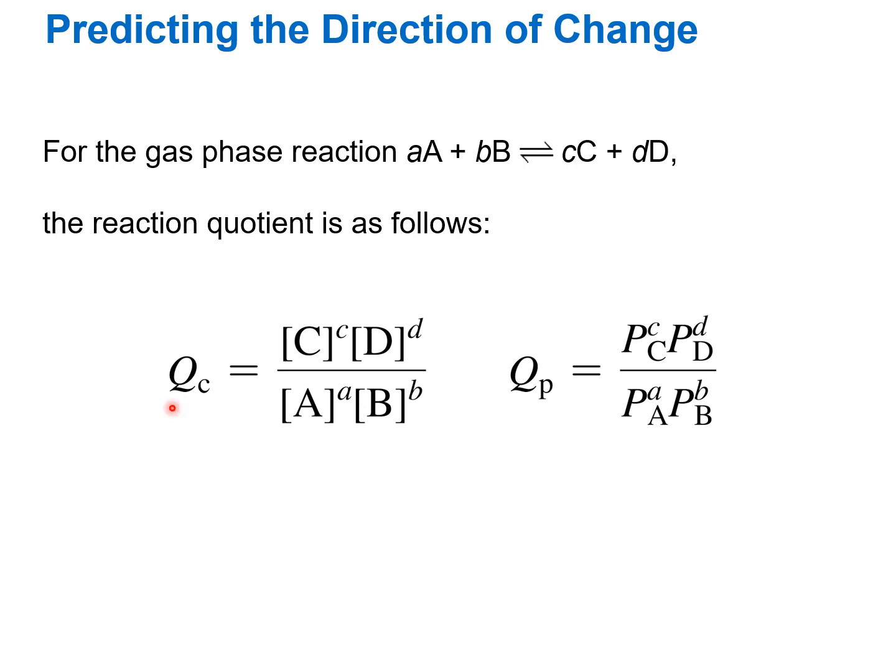So what are these numbers telling us? Well, in order for us to be able to know what these numbers are telling us, we have to have some idea of what the equilibrium constant is, because it's going to be a comparison. So let's take a look at what these numbers could be telling us. Let's look at that on the next slide.